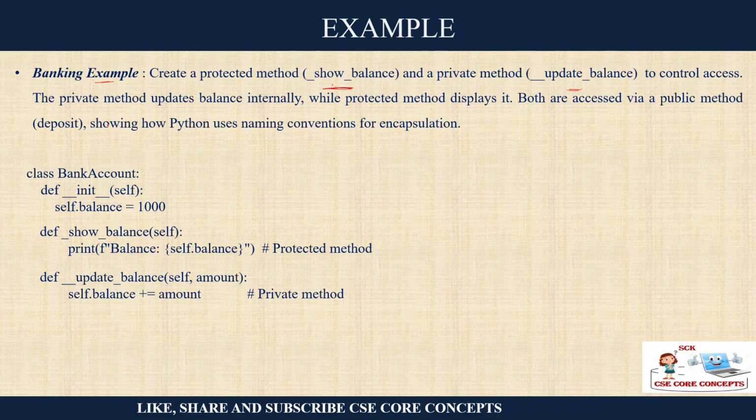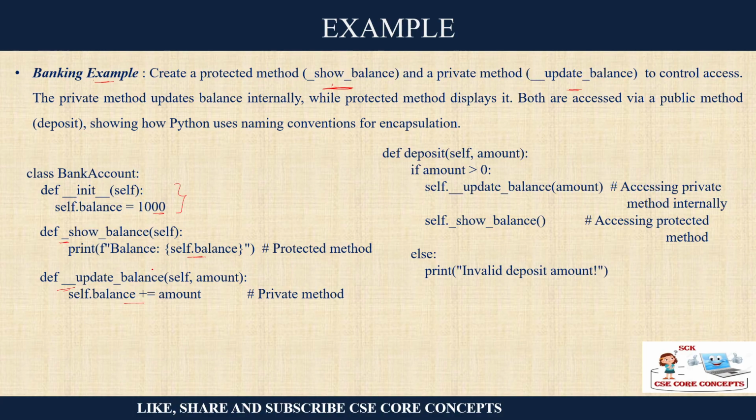Now, you define a class BankAccount here. You are defining the balance, initializing the balance to 1,000, let's say. Now you have two methods here. Show balance is protected, so there is a single underscore, and you are printing the balance. Another is update balance, which is private, so you have a double underscore and you are updating balance plus amount. This is a private method.